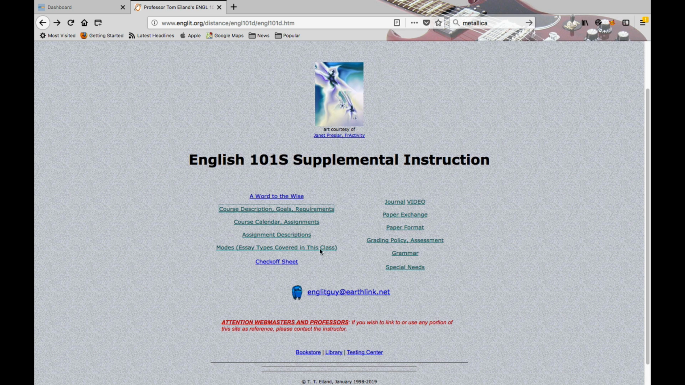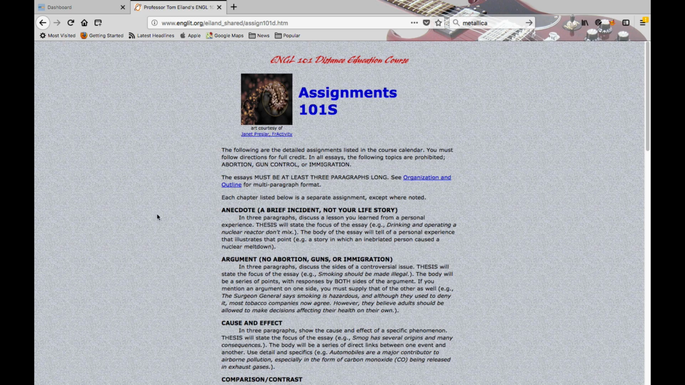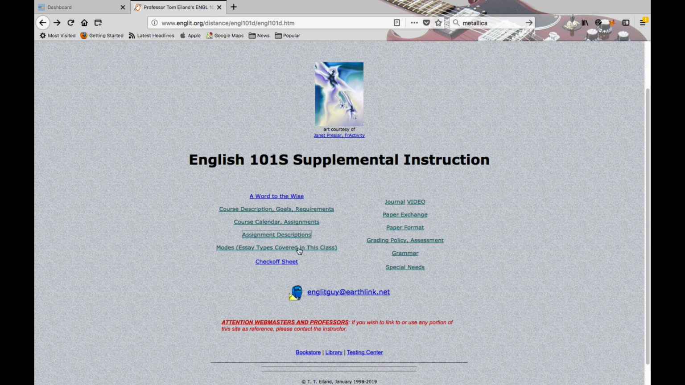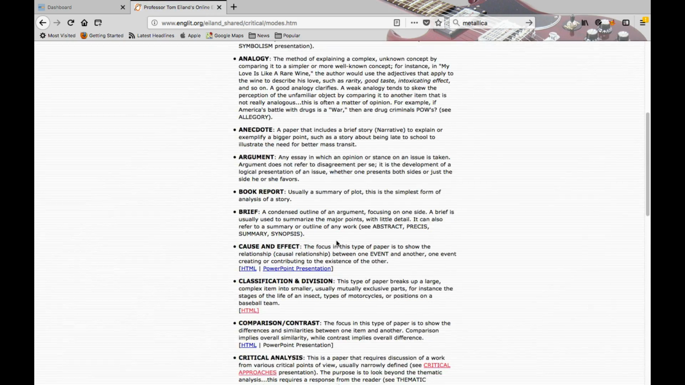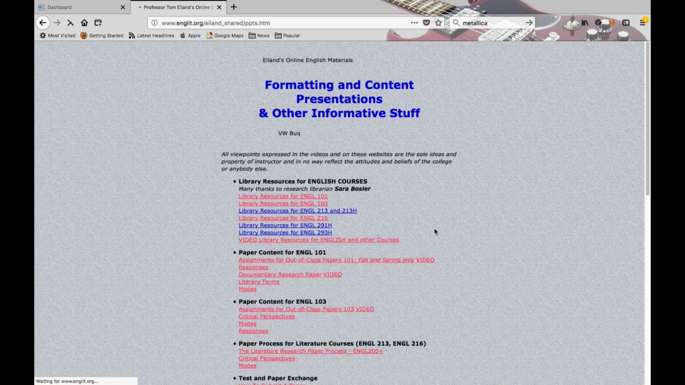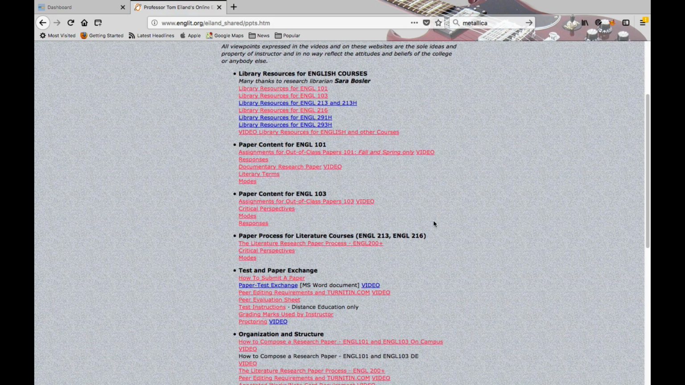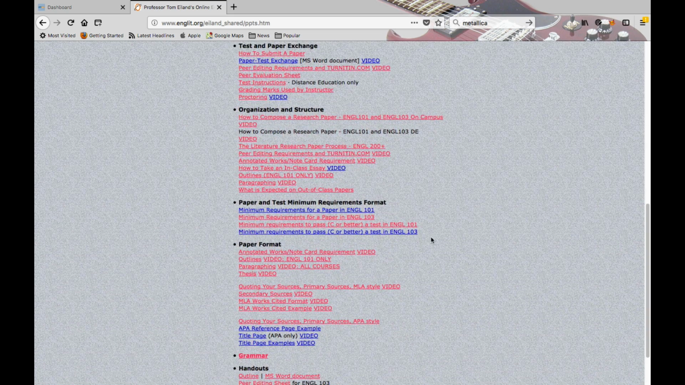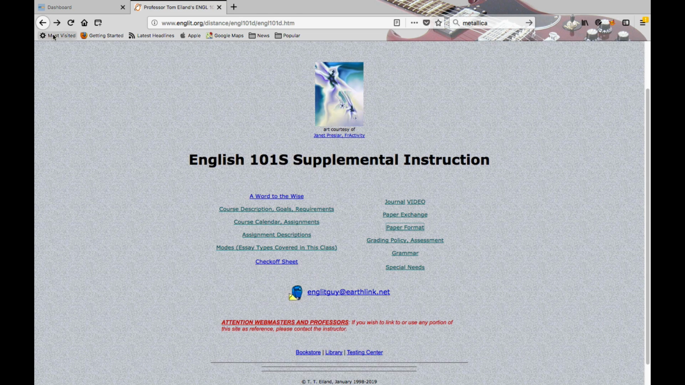You also have some other things that we'll be covering during the course of the class. The assignment descriptions, so when I tell you to write an anecdote or to write a definition, this gives you some brief examples of how it works and some of the elements that are required there. Also, we discuss modes in a more general way, and I even have some PowerPoint presentations on some of the more complex ones there. We also talk about paper formatting, things like what an introduction looks like, what a thesis statement is, how to use quotation, how to cite something APA style, how to cite something MLA style, all of which we'll cover during the course of the class.